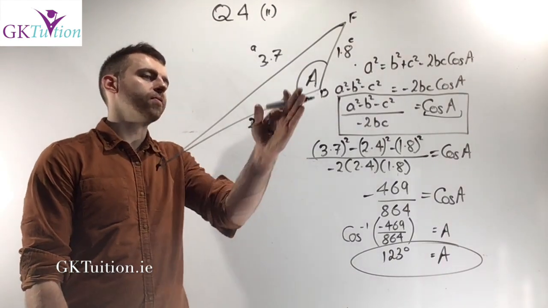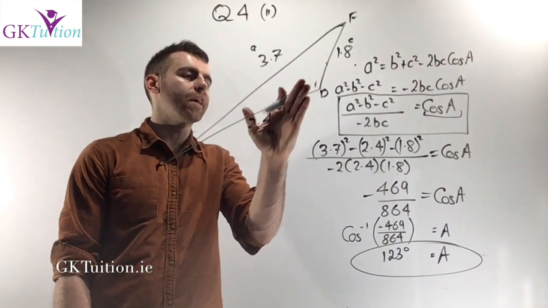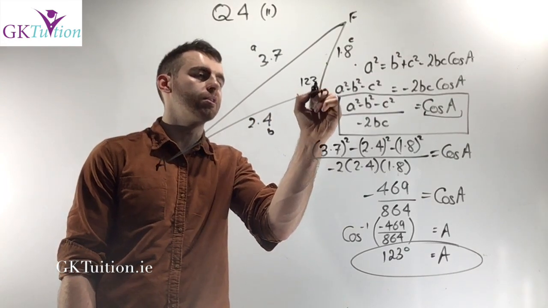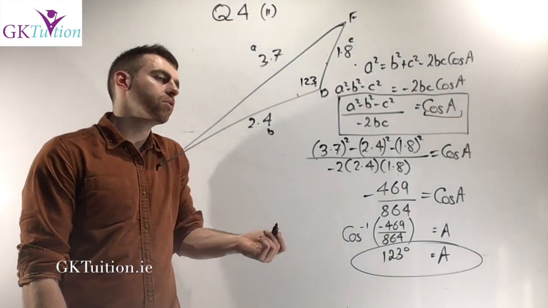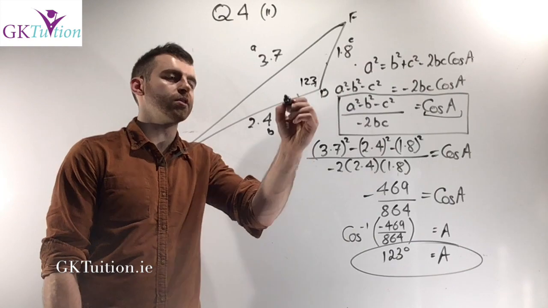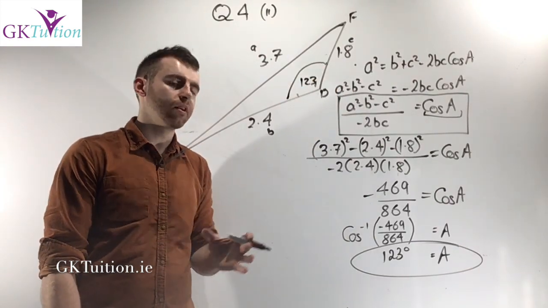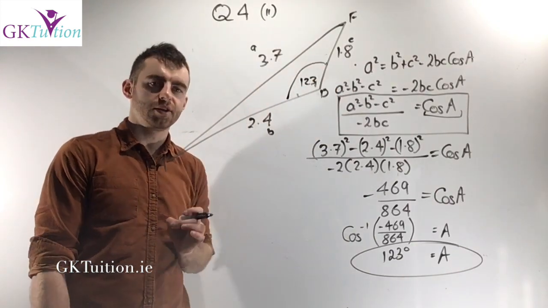And that looks fair enough. Based on your diagram, the angle that you have there is obtuse, it's clearly bigger than 90 degrees, and it looks like about 123 degrees, so that makes sense. So that was your answer to the nearest degree for part 2.